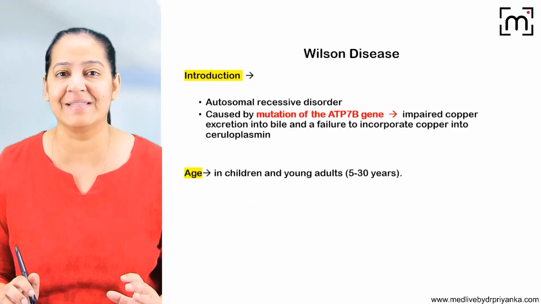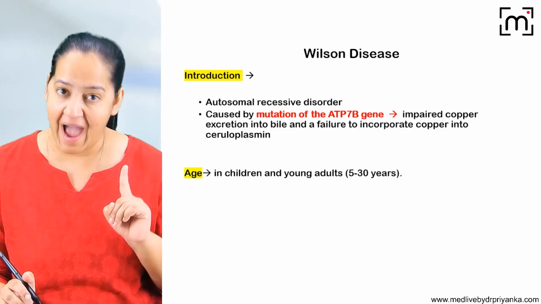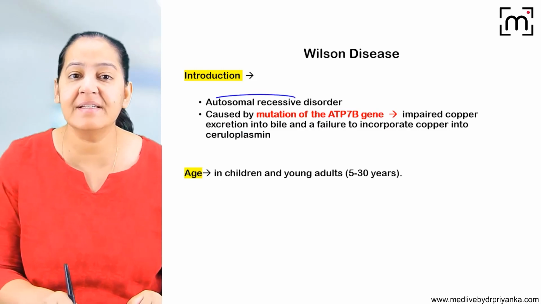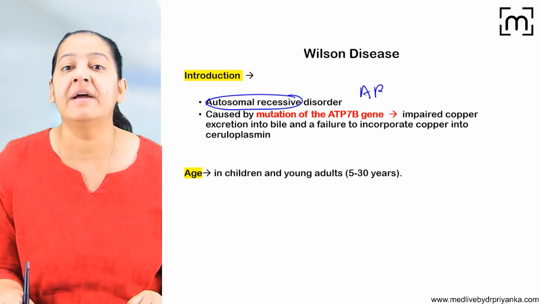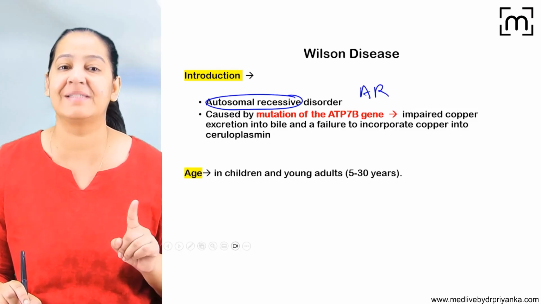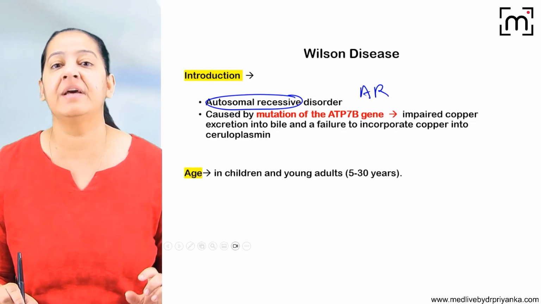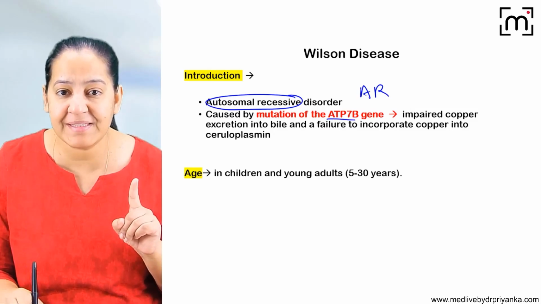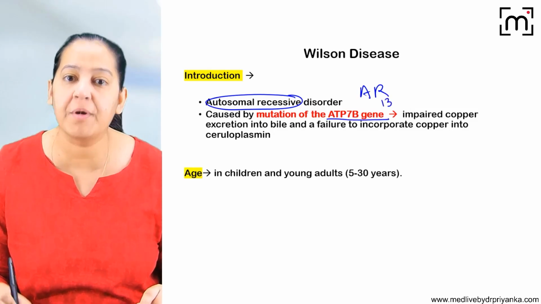What is Wilson's disease? Wilson's disease is a hereditary disease. The inheritance is autosomal recessive. It occurs due to mutation in a gene. The name of the gene is the ATP7B gene. It is present on chromosome number 13.